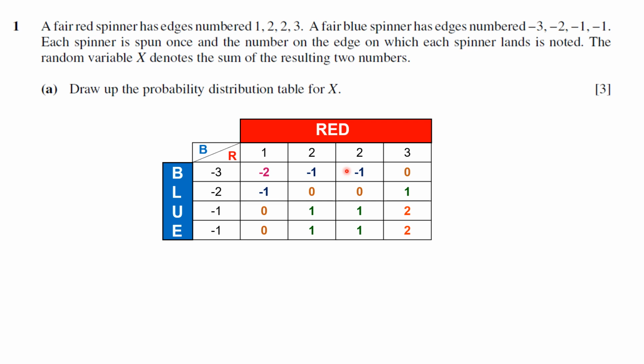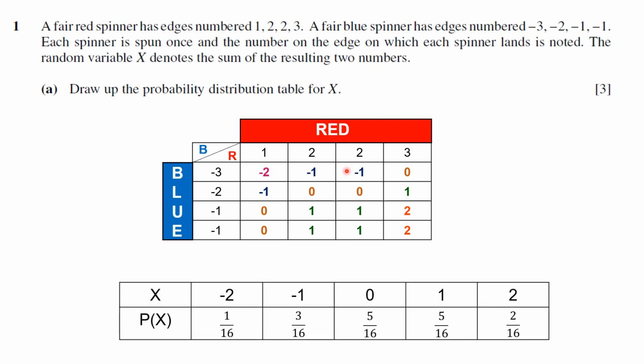After finding the probability for the different outcomes in the possibility space, we're going to draw the probability distribution table, and it looks something like this. Where X is -2, the probability is 1 over 16, and X is -1, the probability is 3 over 16, and X is 0, the probability is 5 over 16, and X is 1, the probability is 5 over 16, and X is 2, the probability is 2 over 16.